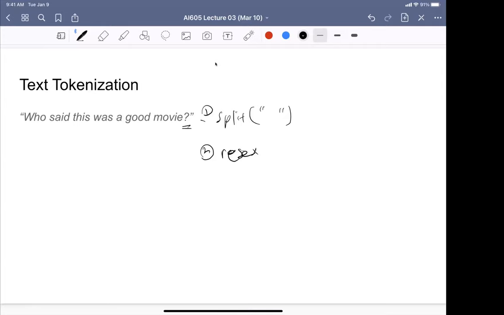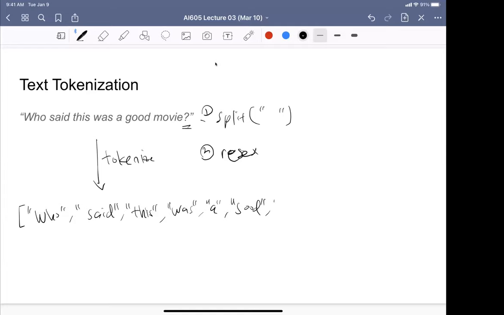So when we do that, what we're basically getting, if we tokenize this, is an array. I'll just write in Python syntax, something like this. Who, said, this, was, good, good, movie? And lastly, if we had some regular expression, then the question mark will come at the end, right? So hopefully this tokenization process is not super hard.